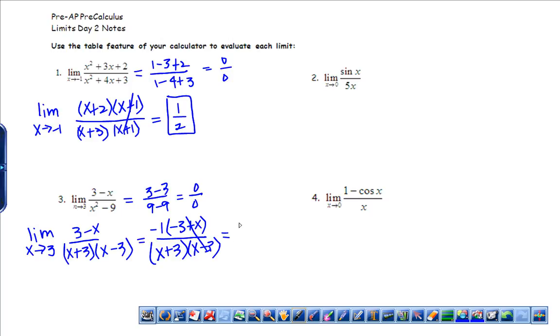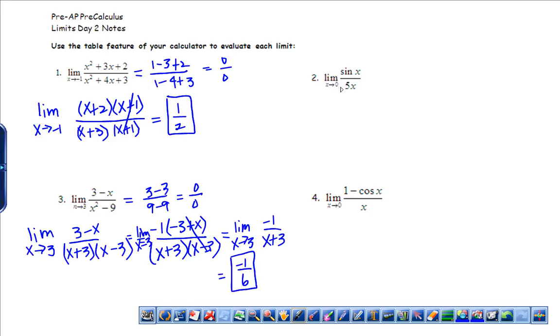So I have, whoops, I forgot to do something here. I should have the limit as x approaches 3 here. So I'm still working with this. Now, the limit as x approaches 3, I have -1 over x plus 3. And when you plug in your 3 now, I have -1 over 6.